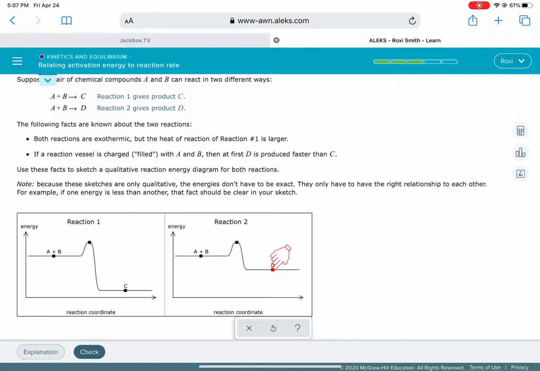Next fact, if a reaction vessel is filled with A and B, then at first D is produced faster. So looking at the two activation energies, I want my activation energy for reaction 1 to be higher. I don't think I can get it any higher. So reaction 2, I need to make it lower. Move it down, ALEKS. I need to have a lower activation energy for reaction 2 so that reaction can go fast.